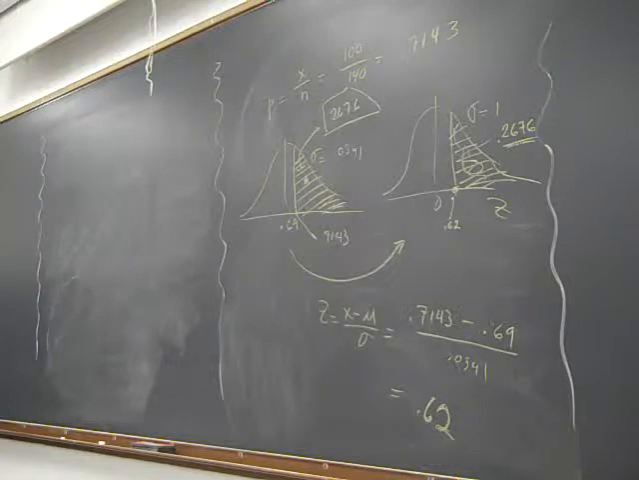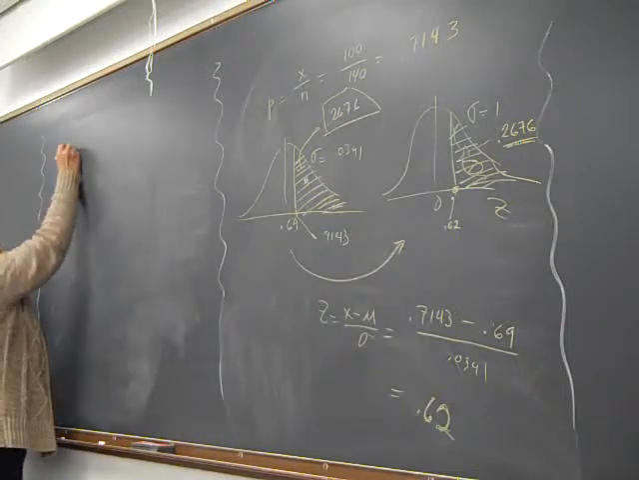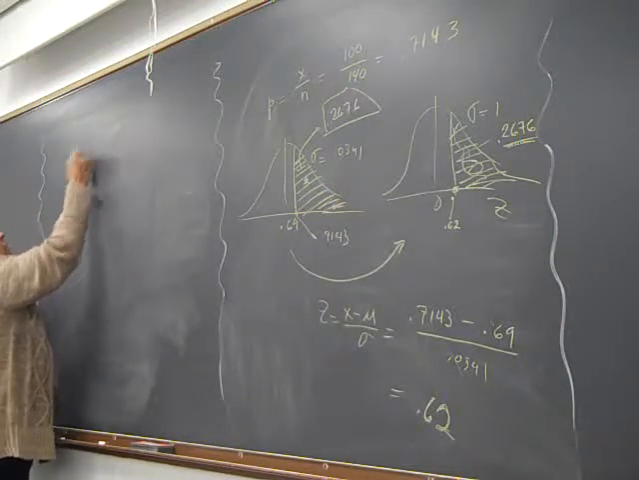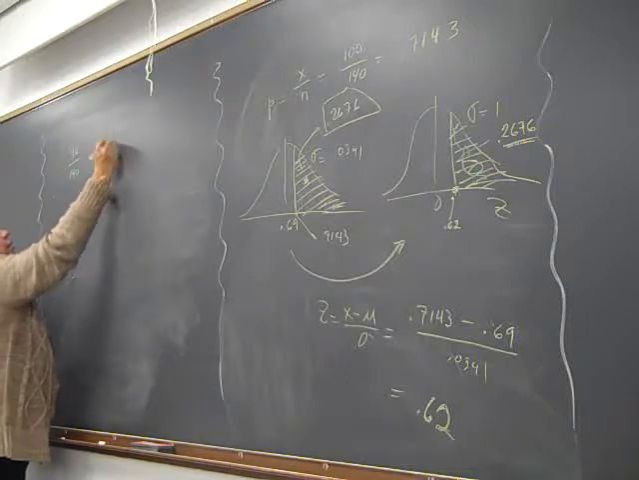What is the probability that between 96 and 105? It's exactly the same. What is the probability between 96 and 105? So what are the proportions?